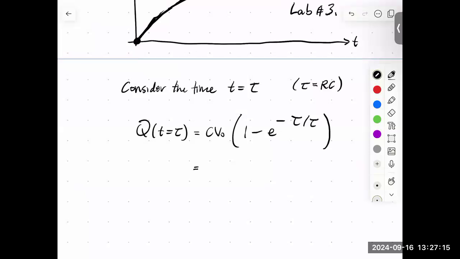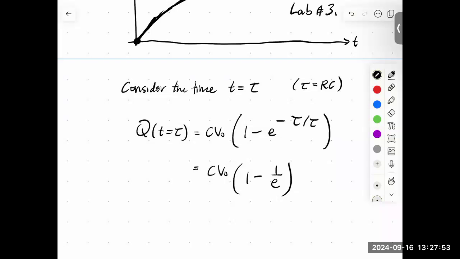And so that's clearly just CV naught, 1 minus 1 over e. What's e? What's the value of e? Yeah, it's 2.7. Let's call it 3, just to make it simple for a second. So this is 1 minus a third, so that's 2/3. So basically, after one time constant, the capacitor has reached about 2/3 of its final charge.